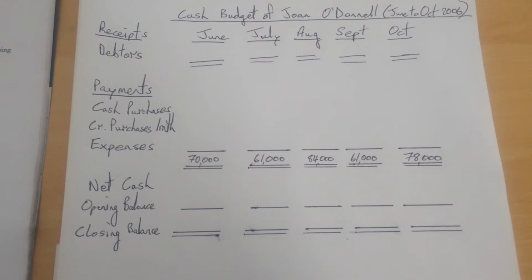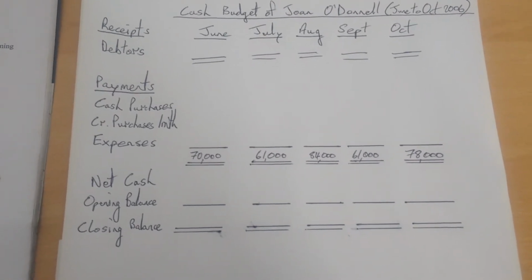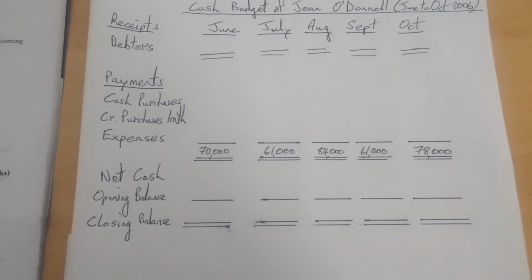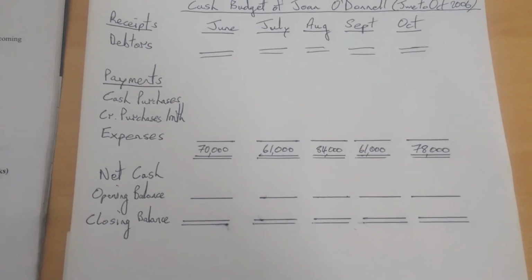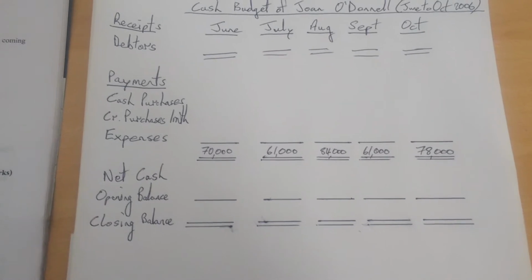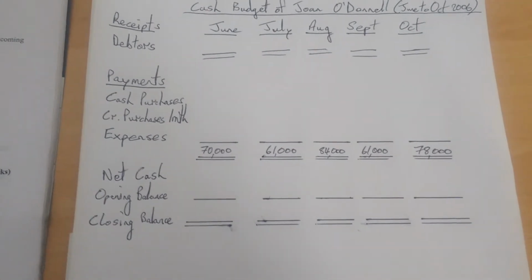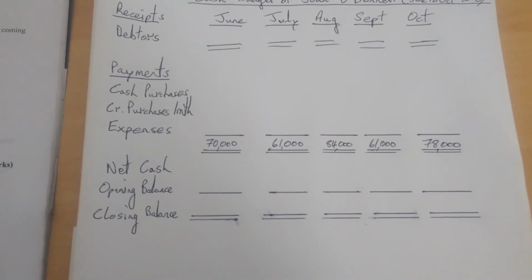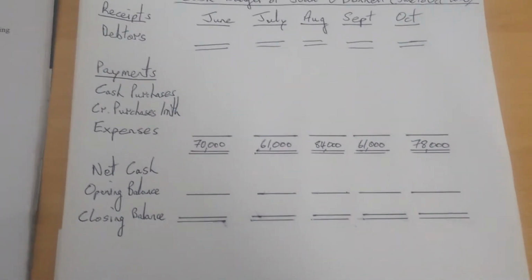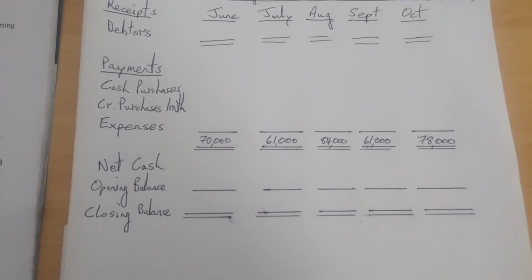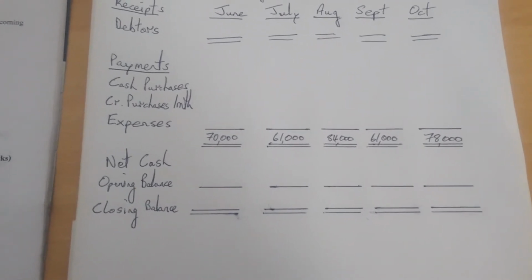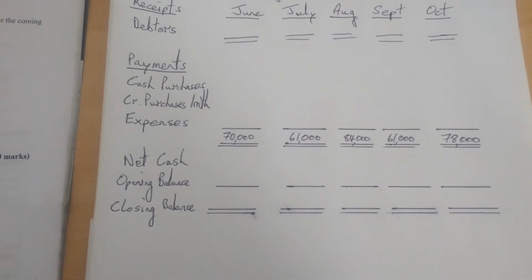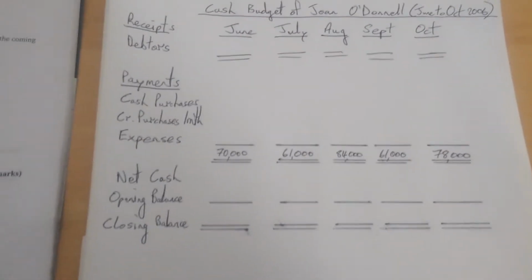The receipts. And I've got debtors down there. What we're used to from higher level is something like cash sales, credit sales 1 month, credit sales 2 months. So in this case, there are only credit sales 2 months. So if you put in debtors or credit sales 2 months, that's fine. Either one is fine. Put in a few payments. You can see there's only 3 of them. Then the net cash, opening balance, closing balance. Now again, I would say if you put net cash, opening cash, closing cash, that would work fine as well. You get marks for that.